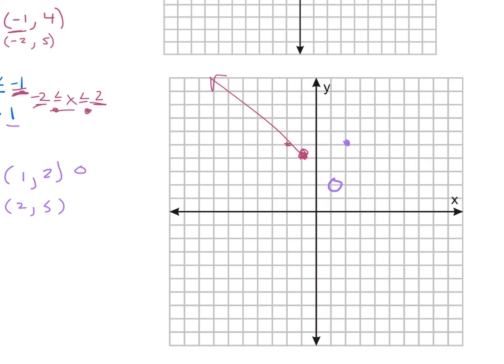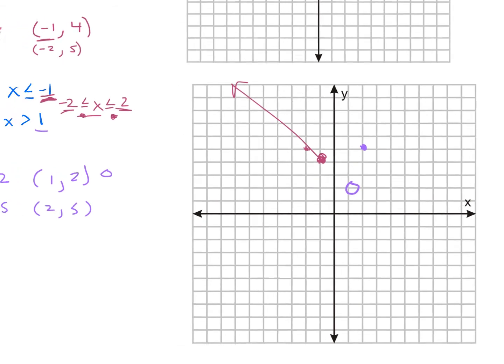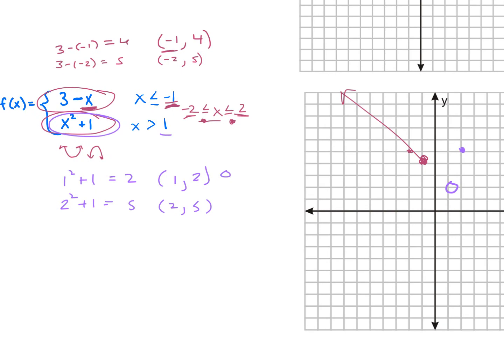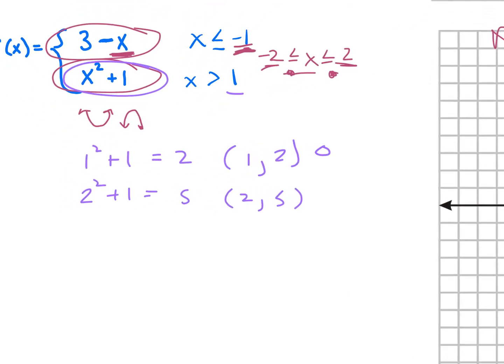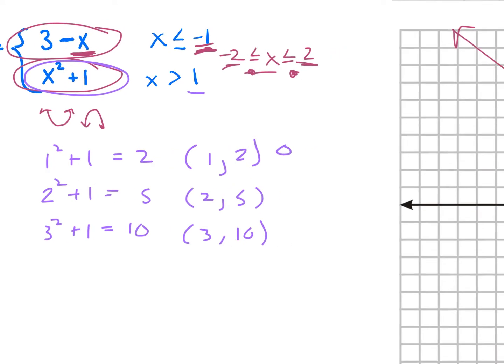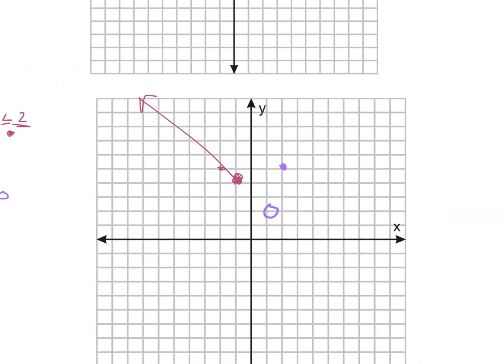Do I have a straight line connecting these dots? No. So I'm going to plug in another point just so I can see what my curve is doing. So I can plug in 3. 3 squared plus 1 would be 10. So I plugged in 3 and got 10. So I go to the right 3, up 10, which is off the graph here. So I'm going to have a curve going this way.